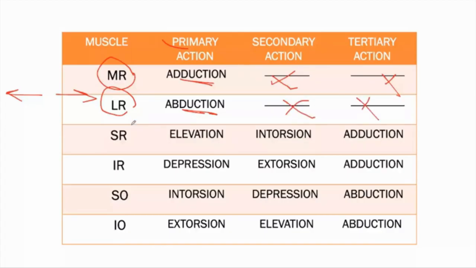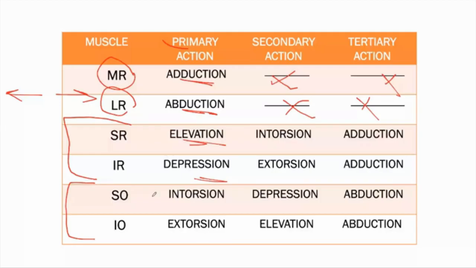The issue here is about the vertical recti and the obliques. Because these are vertical muscles, they have a direction of pull that is mostly vertical as the primary action. So they will cause elevation, depression, and can cause intorsion or extorsion.